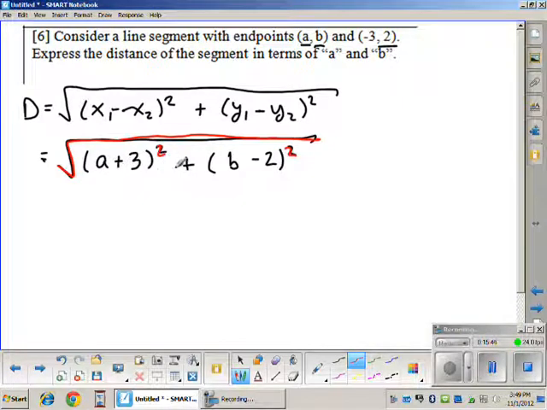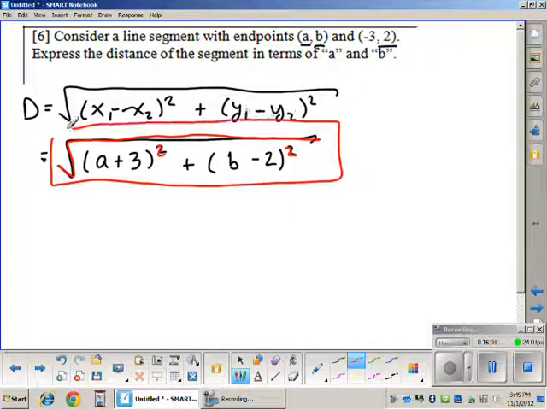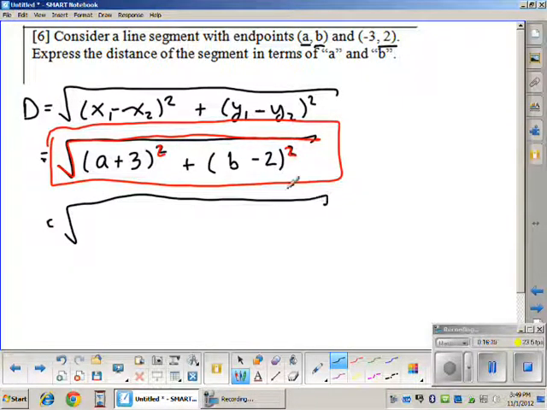We actually have to expand this quadratic. If you left it like this, this would be totally cool. I would take this as an answer because I've never demanded you take it farther than that. But if you want to take it farther than that, here's how you do it. Underneath the square root, we're just going to simplify these quadratic binomials. In other words, a plus 3 times a plus 3 would yield a squared plus 6a plus 9. And b minus 2 quantity squared would yield b squared minus 4b plus 4.